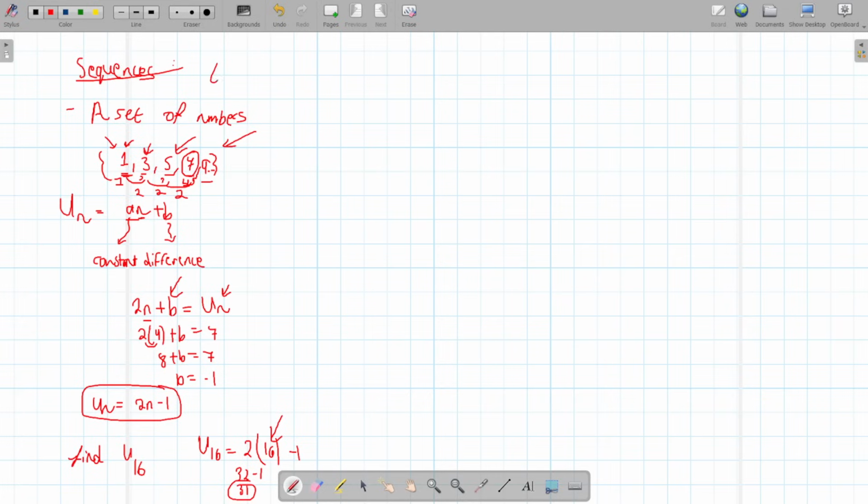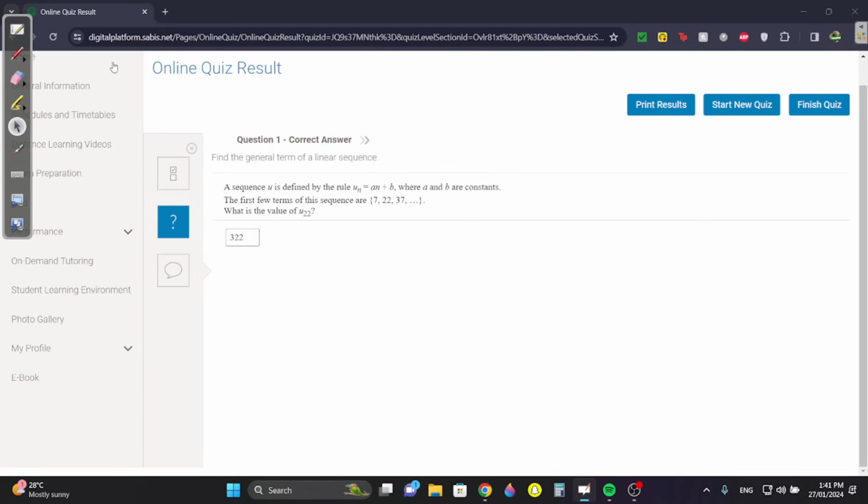These are what we call linear sequences. Linear means it's an plus b. Then we're going to go to quadratic. But let me solve question 1 first.